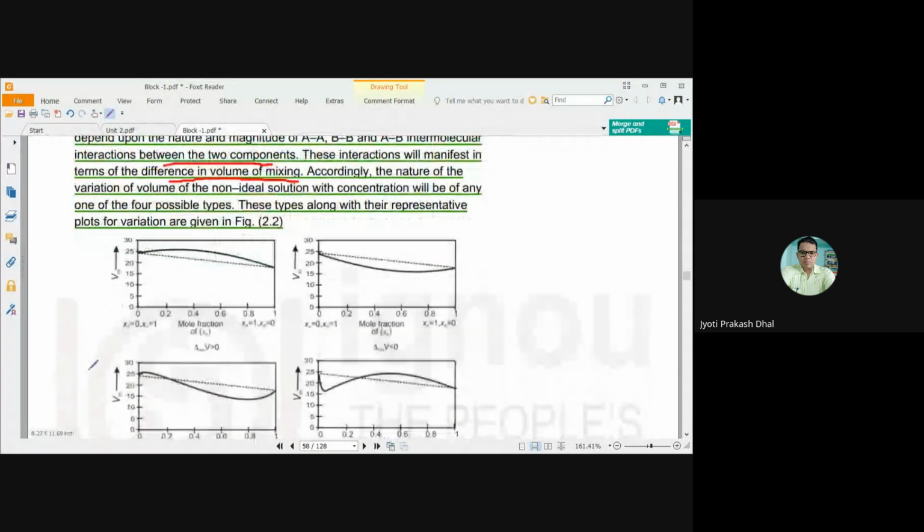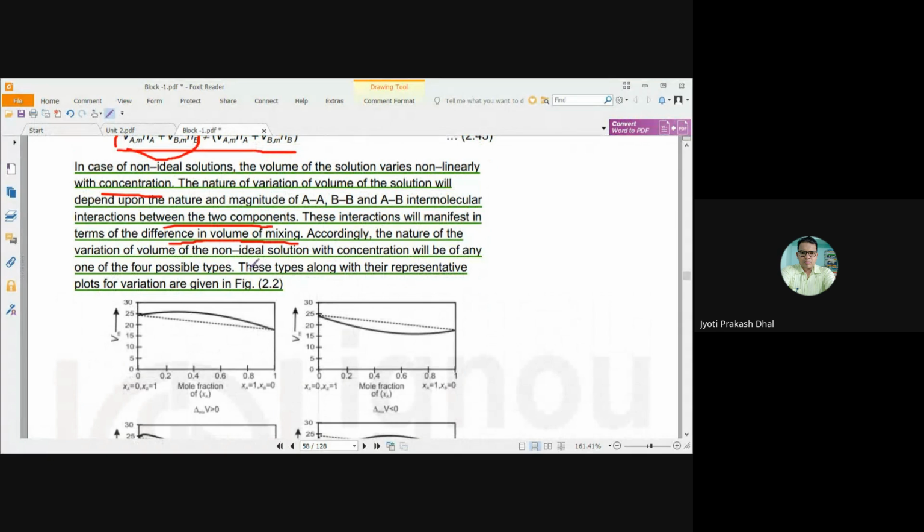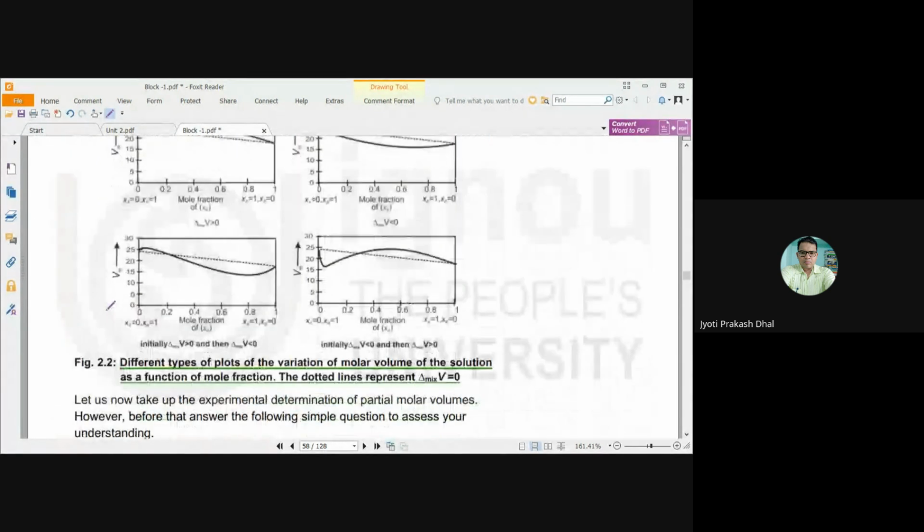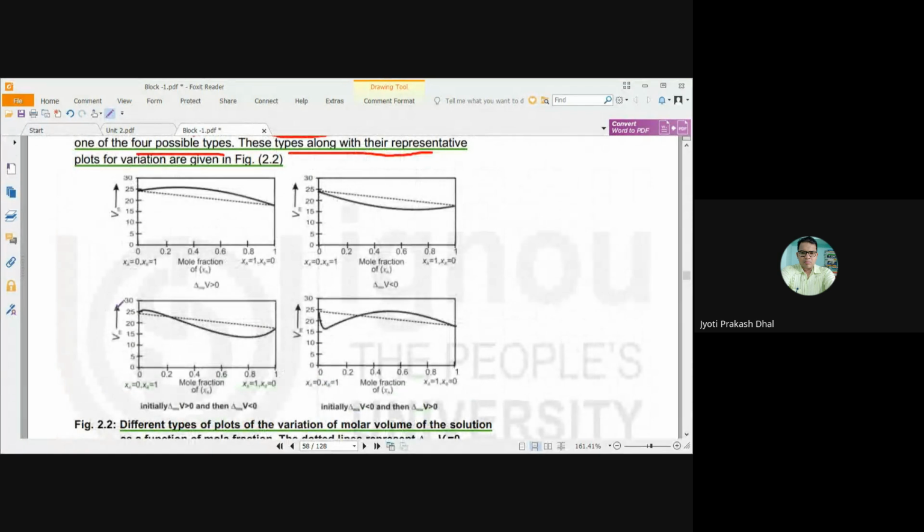So the nature of the variation of volume for the non-ideal solution with concentration will be any one of four possible types. These types, along with their representation plots, are shown here. In the first type, if the interaction between A and B is always less than the interaction between AA and BB, then the volume increases. Here the dotted line represents the ideal volume, while this is the non-ideal solution.